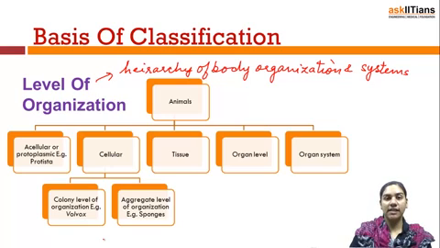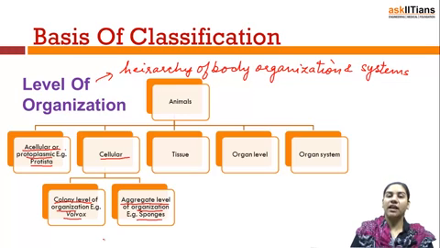So a simple organization scheme from the lowest level to the highest level has been given here, in which the first one is the acellular or the protoplasmic. These are the organisms which do not have any cells and only protoplasm is there, and the examples are the protista. The next level of organization is the cellular. These are the animals that are made up of cells. And in the cellular level of organization, there is the colony level, which is shown by Volvox, and the aggregate level, which is shown by the sponges.